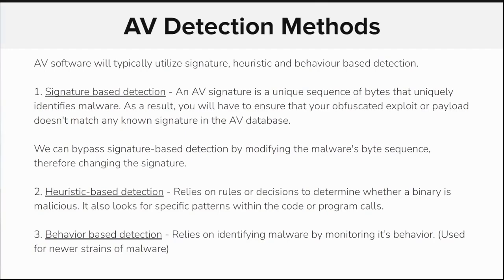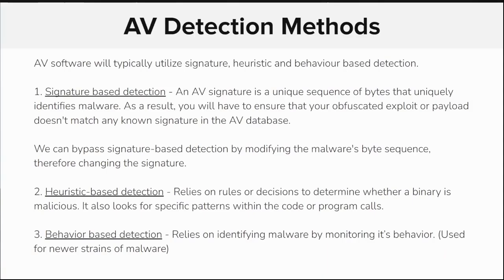So in terms of evading signature-based detection, we can do this by modifying the malicious executable's or the malware's byte sequence, therefore changing the signature. Whenever an exploit developer creates a new piece of malware or ransomware, and a signature is generated for that particular piece of malware, that particular executable will be detected.